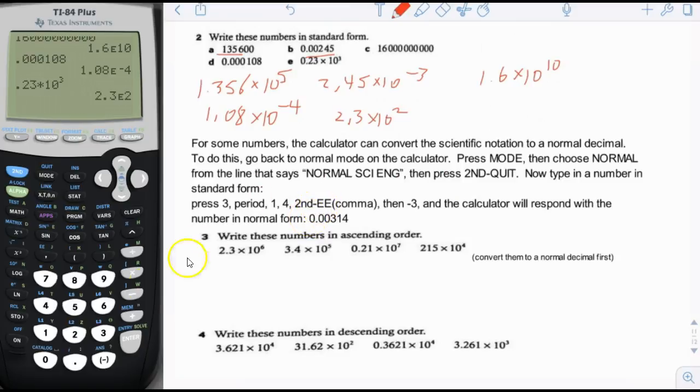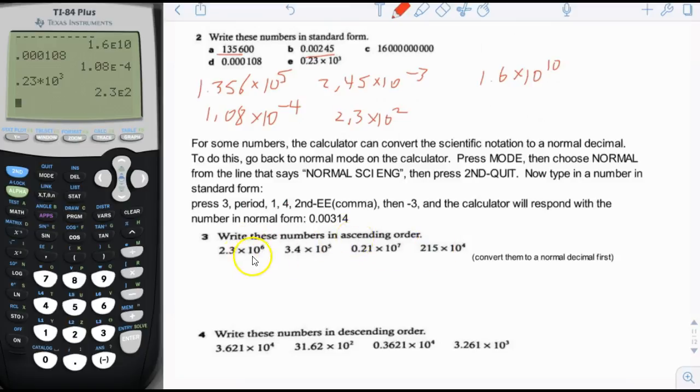To do that, we could do like we've done. We could put like 3 times 10 to the, and then put some power. But there's another way to do it, which is to use the blue EE here. We can use that to substitute times 10 to the whatever, so you type fewer numbers.